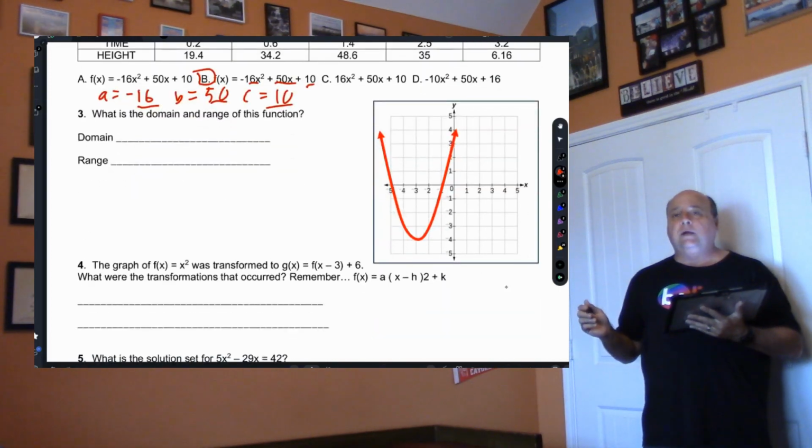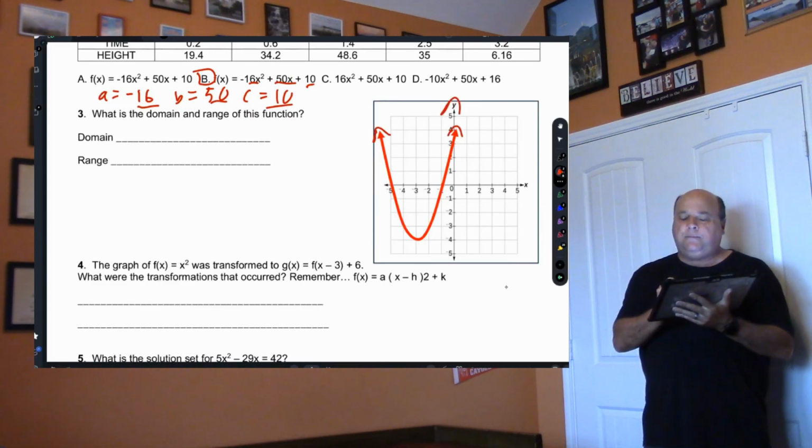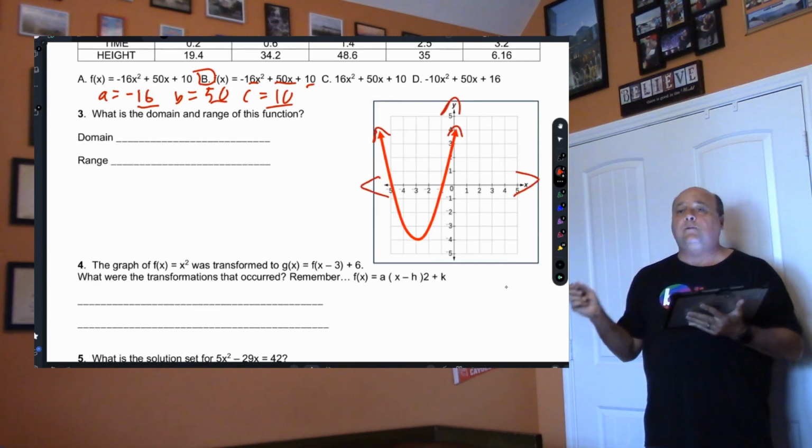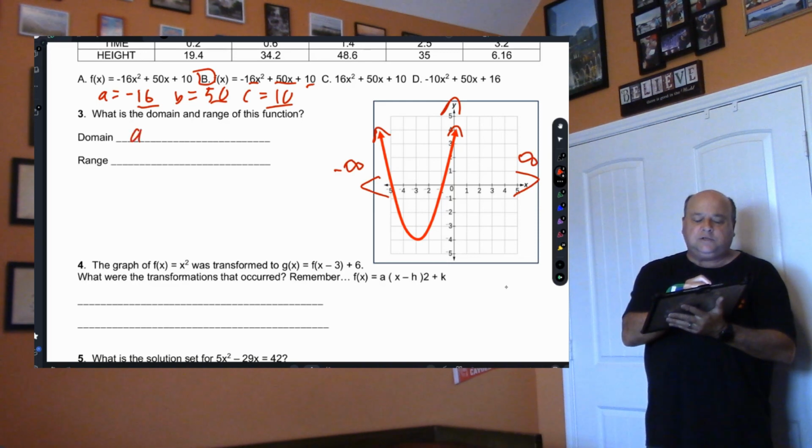Let's go to number 3. This has arrows at the top, so we keep going to the top, we keep going to the left, and we keep going to the right. The domain will go from negative infinity to infinity, which is all real numbers.